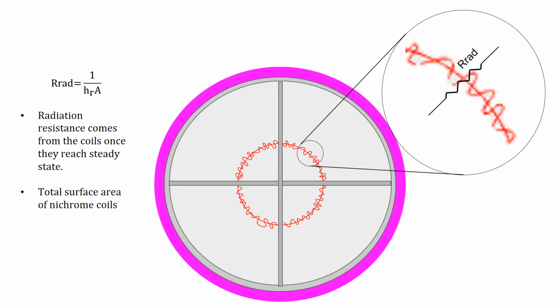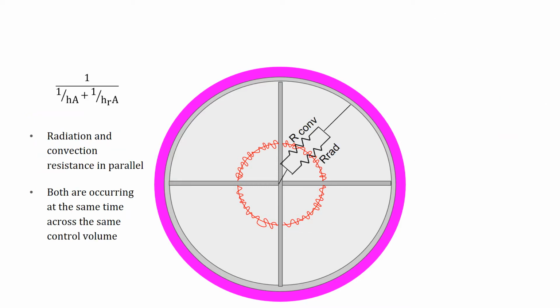In order to account for the radiation effects of the coils, an additional resistor was included that acts across the coils, radiating to the outer surface of the mica. This is seen in the close-up picture, showing that the radiation resistance comes from the heating coil. This resistance value is found with the radiation coefficient instead of a convection coefficient. The surface area for this radiation will be the total surface area of the heating coils, since that is where the radiation comes from. These two resistors are acting in the same control volume together, and so they must be represented in parallel. This is also shown in the figure.